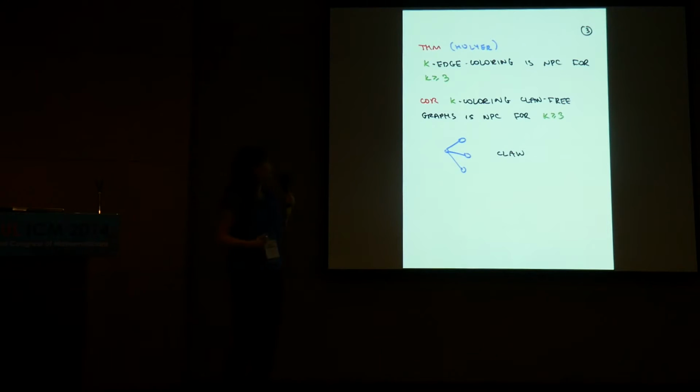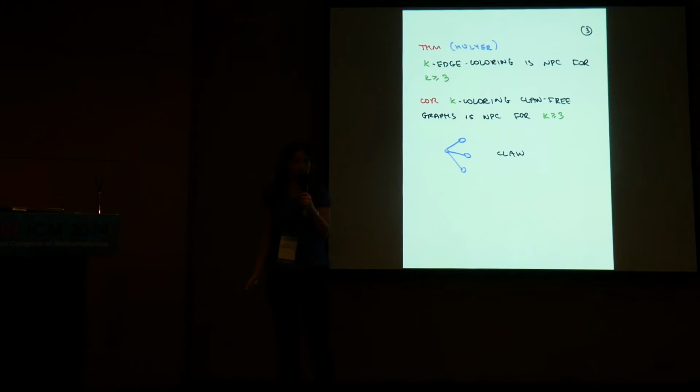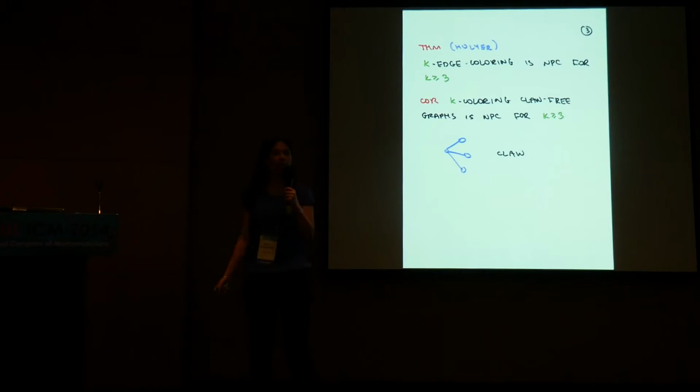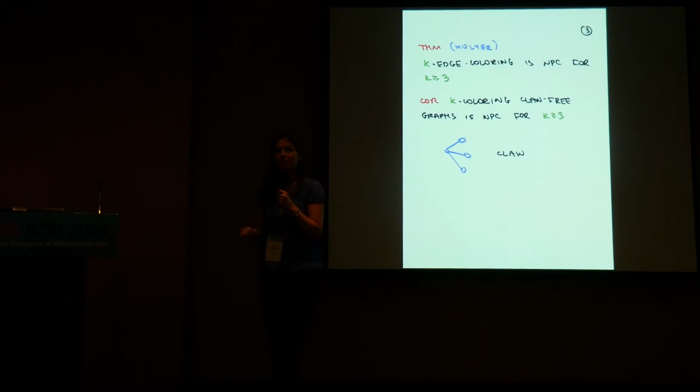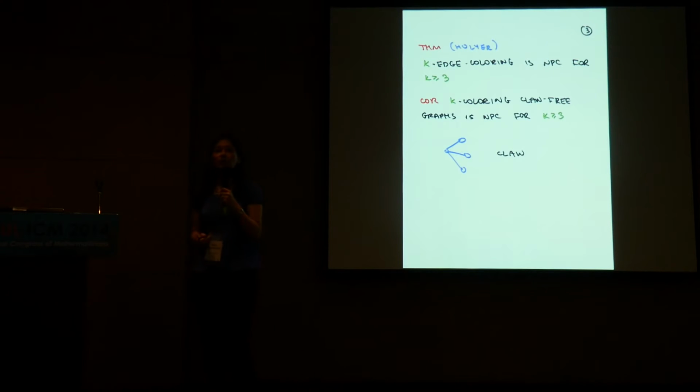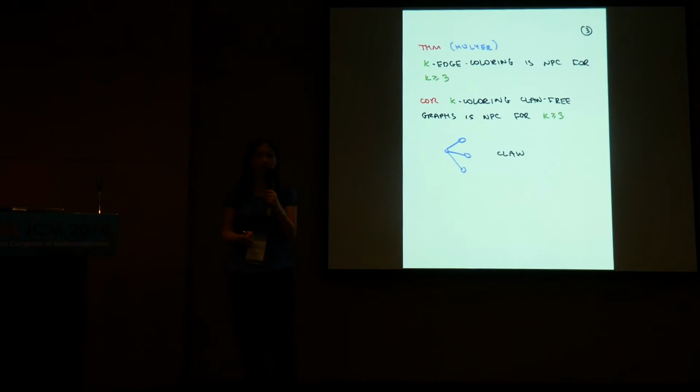And let me get there slowly. So edge coloring is NP-complete. That's a theorem of Holyer, right? If I try to edge color a graph with at least 3 colors, that's NP-complete. Now that means that vertex coloring line graphs is NP-complete. Now what did I just say?